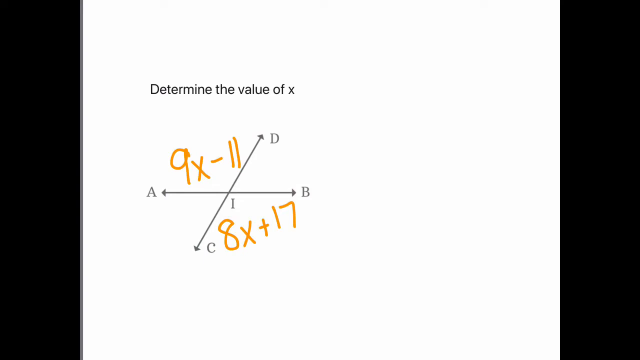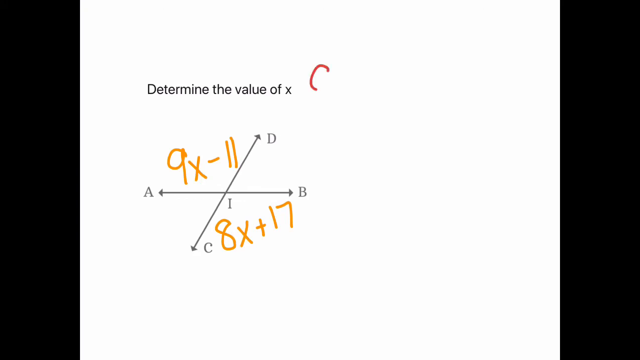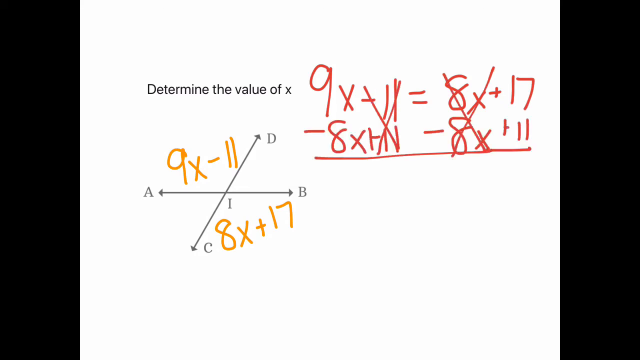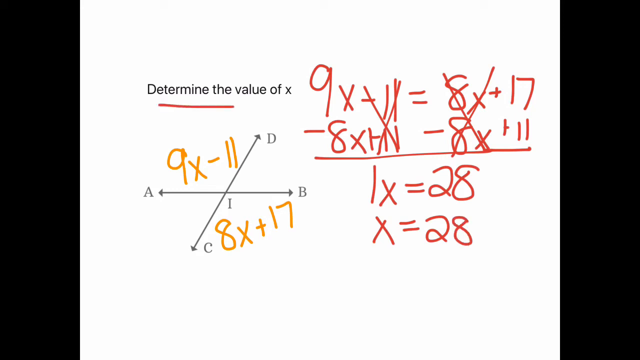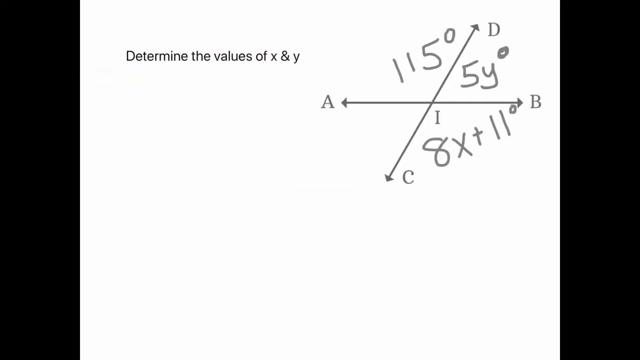Determine the value of x. These two are vertical angles, and vertical angles are always congruent, so we can set 9x minus 11 equal to 8x plus 17, and then we'll solve it for x using algebra. Like I've done here, and what you get is that x equals 18. And since they asked us for the value of x, that would be our answer.